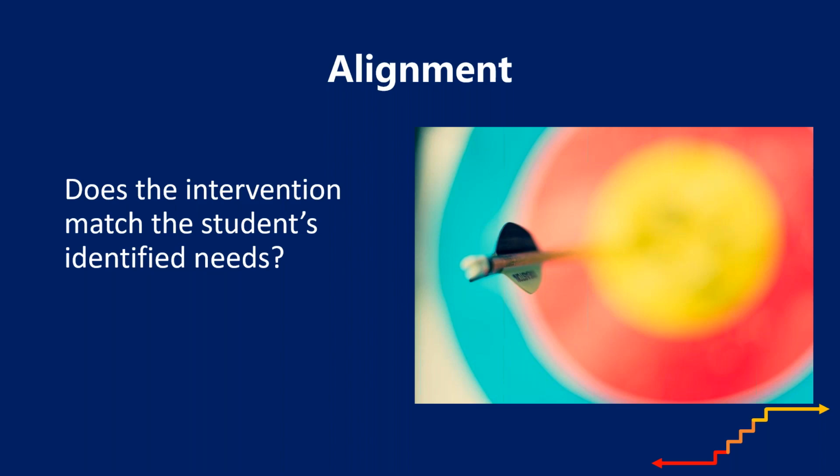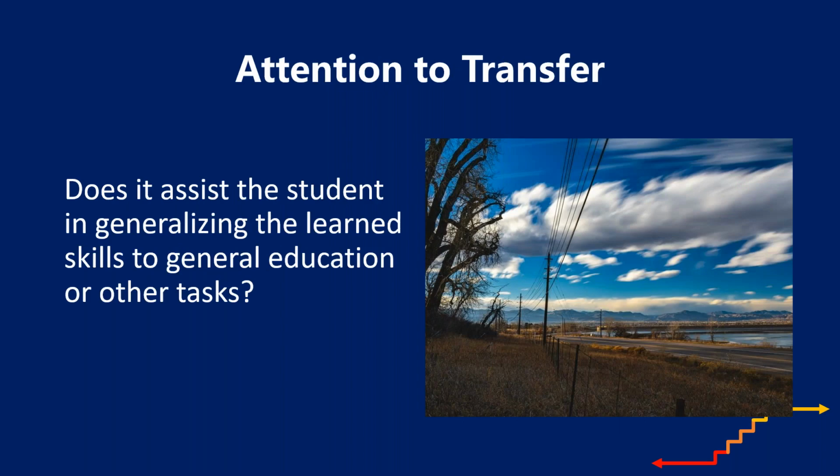Our fourth dimension addresses attention to transfer. Attention to transfer means the extent to which an intervention is designed to help students transfer the skills they learn to other contexts, realize connections between mastered and related skills. So ask, does the intervention assist the student in generalizing the learned skills to general education and other tasks?